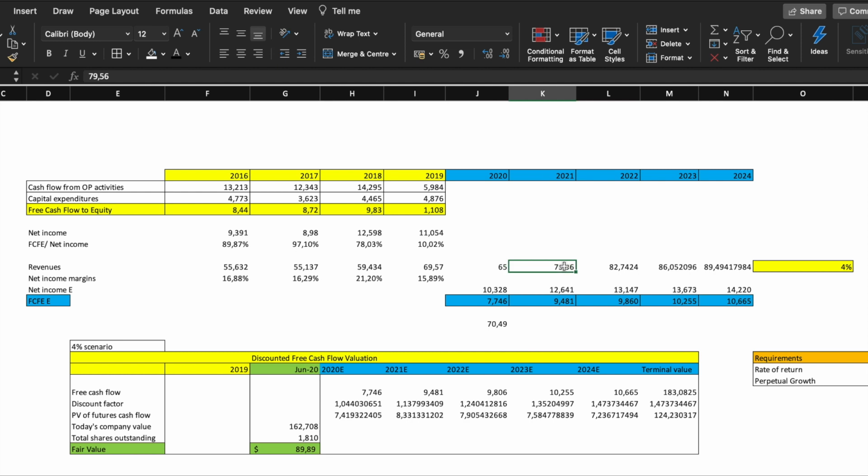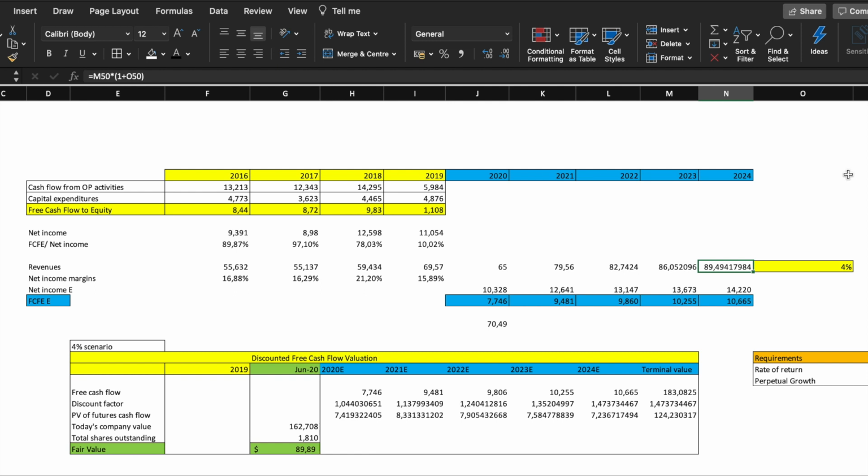Okay, 2021, this is an analyst's data estimate, 79.56. And later we say, well, this is the first scenario. Let's suppose a growth rate of 4%. So for 2022, we are going to have 82.7 billion, 86 billion in 2023, and last year 89.49 billion.